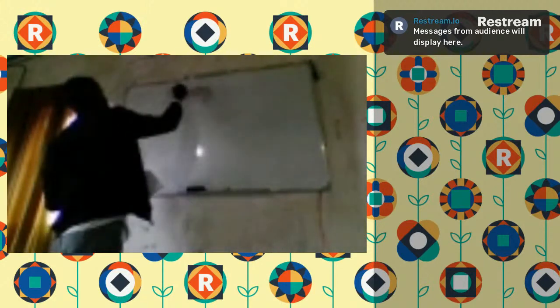This region is shaded. That shaded region. This is set A, set B, and C. Okay.